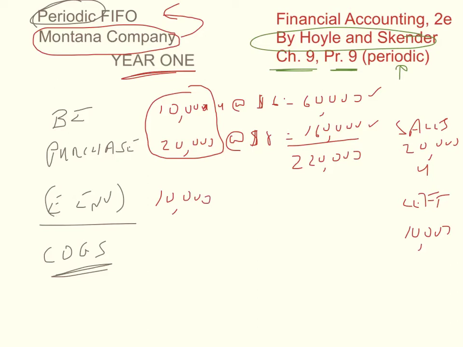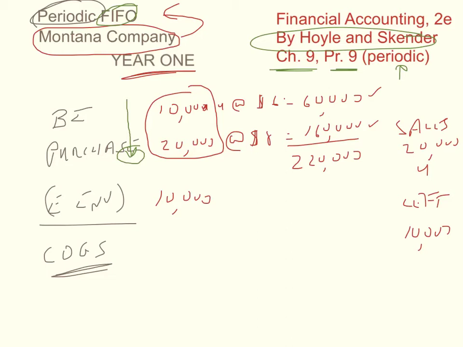The question, this always becomes the important question in a periodic system. How much is the cost of the ending inventory? The true answer is that we do not know. So we have to make an assumption. The assumption that they're making here is that we're using FIFO. And FIFO always peels off the inventory this direction. You use the first inventory first in, first out. So when we're talking about what is left, it's always the last units.